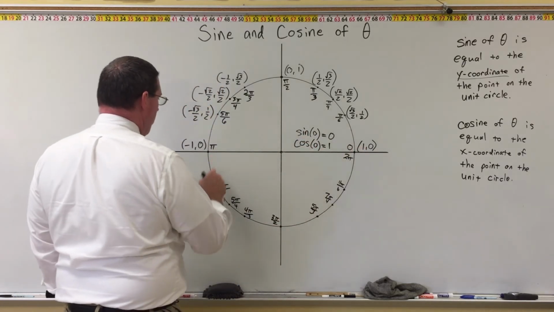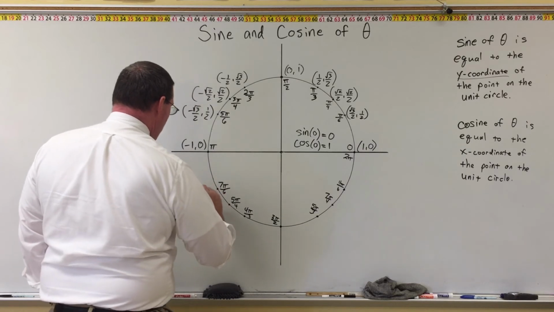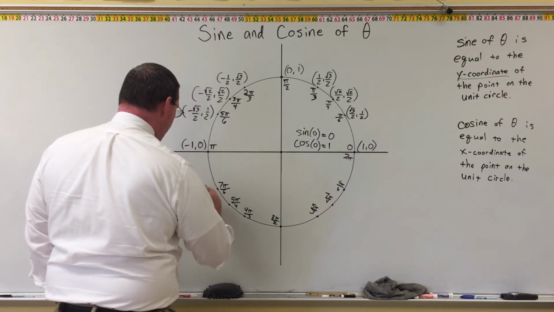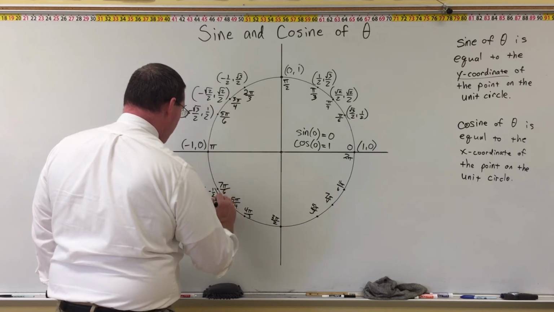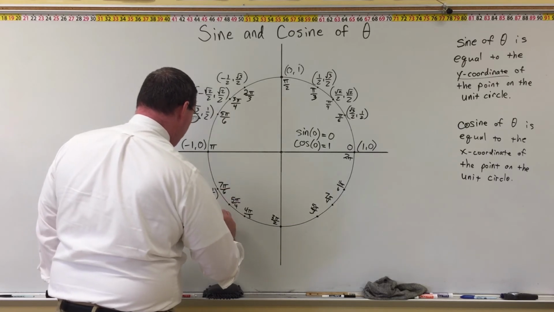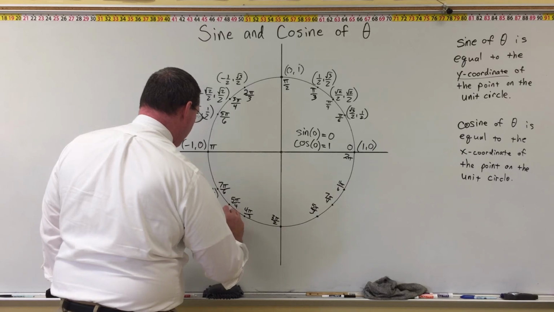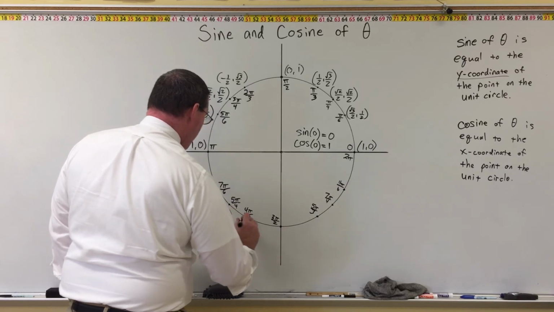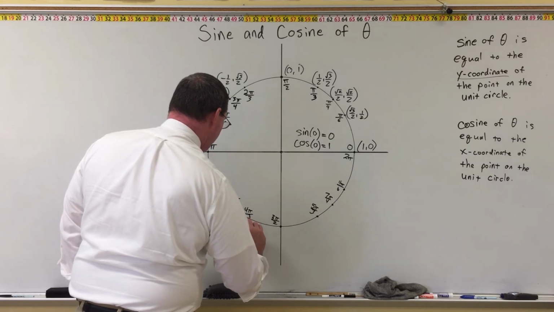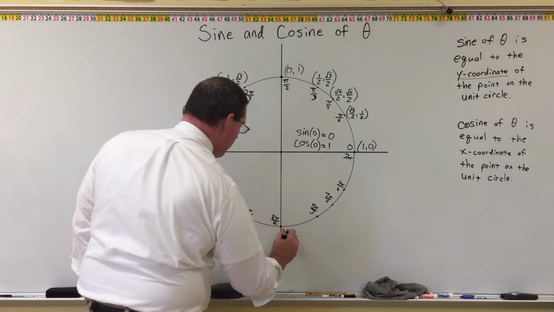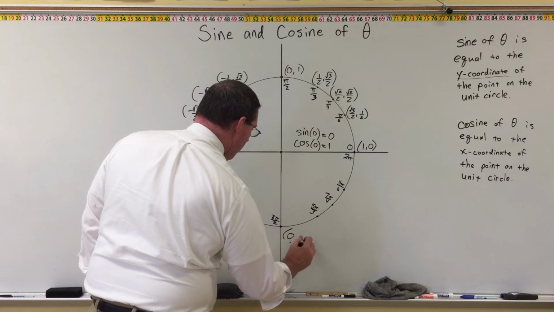Okay. All right. So down here, they're all going to be negative, negative. So this one's going to be negative square root of 3 over 2 and negative 1/2. Here we'll have negative square root of 2 over 2 and negative square root of 2 over 2. This one would be negative 1/2 and negative square root of 3 over 2. Down here we're going to have 0 and negative 1.